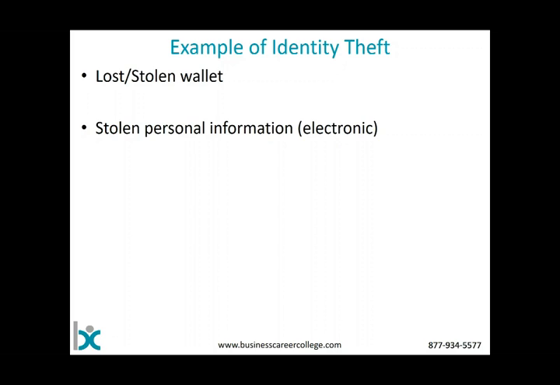The second way that this could happen is through stolen personal information. So if someone gets your information through, for example, a phishing attack, what you may see is a number of unexpected credit inquiries come up. So they might apply for a bunch of credit cards using the information that they captured from you.